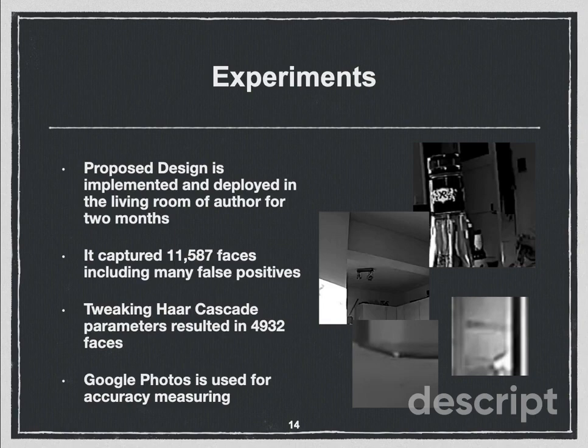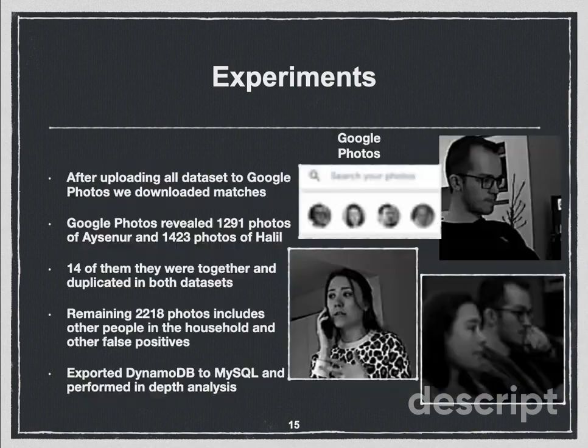We used Google Photos to compare the accuracy of our system. Google Photos revealed 1,291 photos of Isenur and 1,423 photos of Halil. They were in the same frame in 14 photos. The remaining photos included other people in the household and some false positives. We exported the NoSQL database to MySQL in order to perform in-depth analysis.